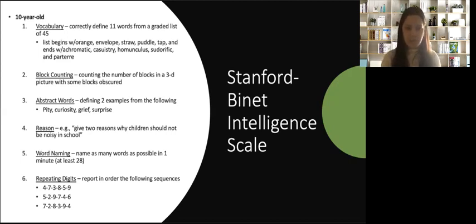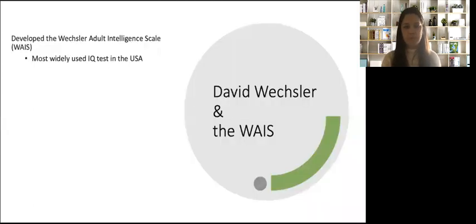Same thing. They're given abstract words. A 10-year-old should be able to correctly define 2 of the examples from the 4 that are given, right? So if they're given pity, curiosity, grief, and surprise, in order to fall in the mental age score of 10, they should be able to correctly define 2 of those things. Okay.